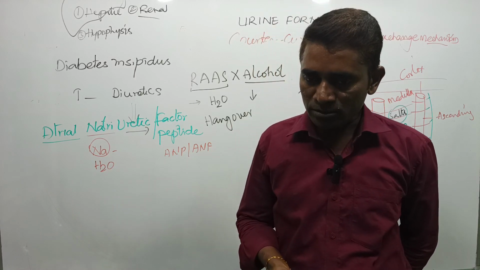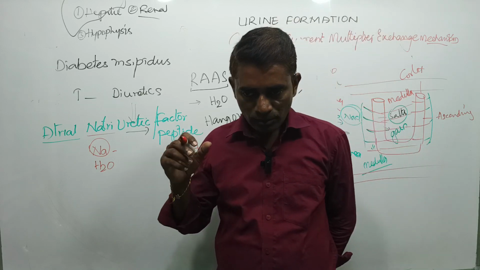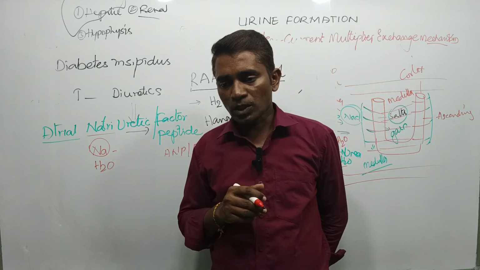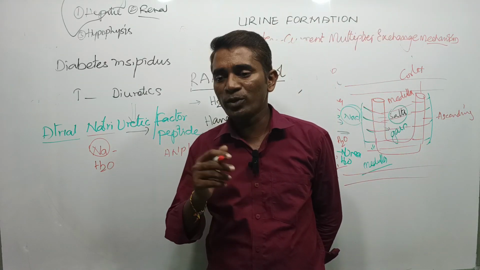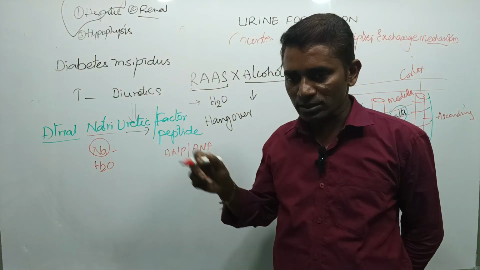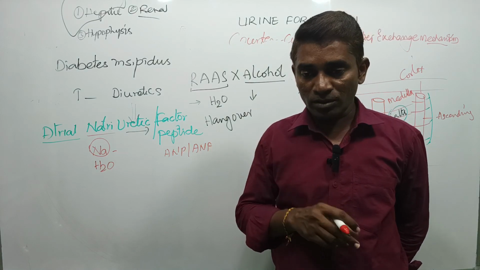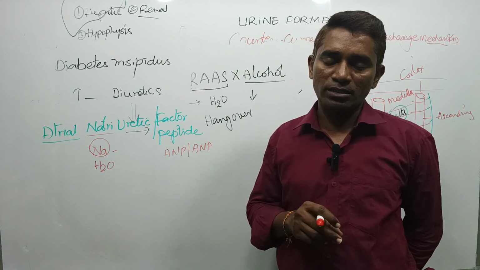In addition to these, there are some other mechanisms involved in regulation of homeostasis, that is, maintenance of electrolyte water balance. These kidneys are organs of homeostasis.